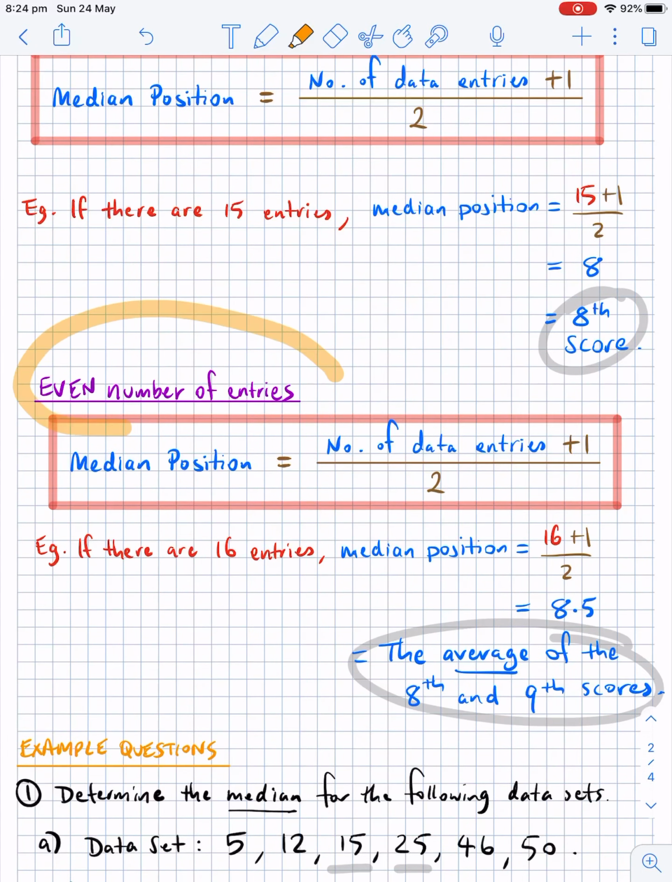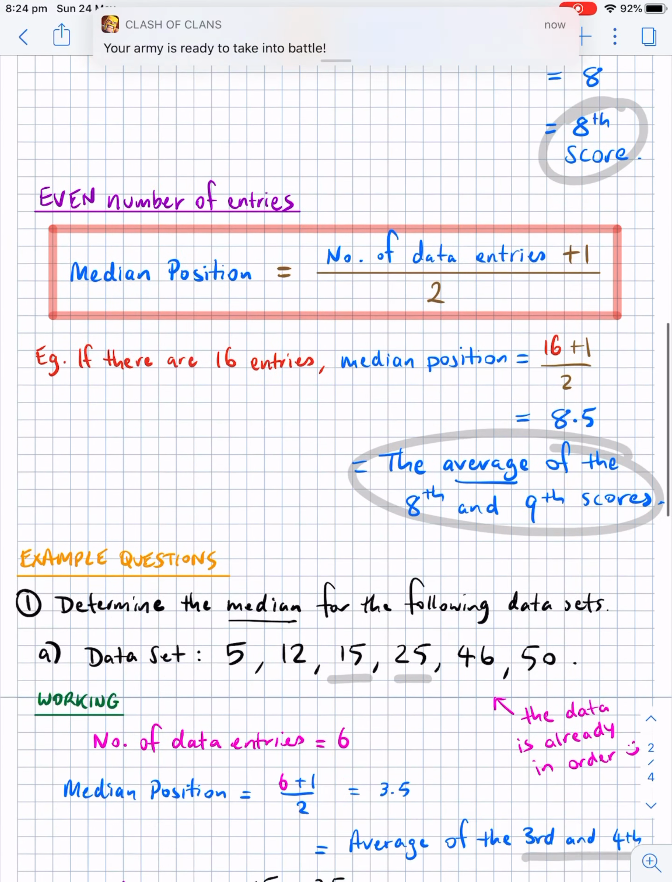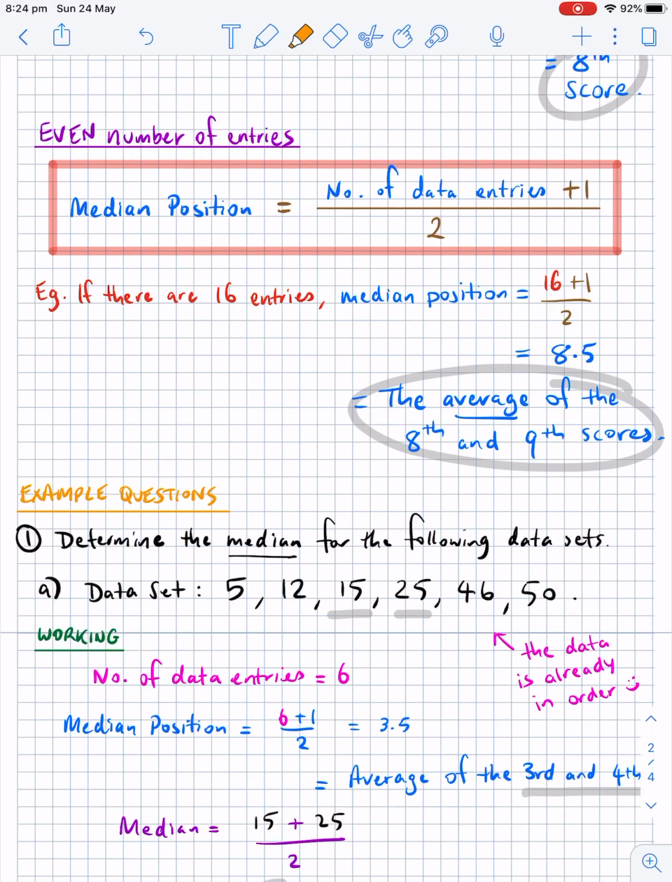Okay, so what if there's an even number of entries? You still use the same formula: the number of data entries plus 1, divided by 2, but the way that you use this position is a little bit different. Say there are 16 entries, you'd add 1 to 16, then divide by 2. That gives you 8.5. Now 8.5 doesn't really sound like a position, but the way that you deal with it is you think it's between the 8th and the 9th. Because it's in between the 8th and the 9th, you take the average of these two data scores. So you count to the 8th, count to the 9th as well, and take the average of those two scores.